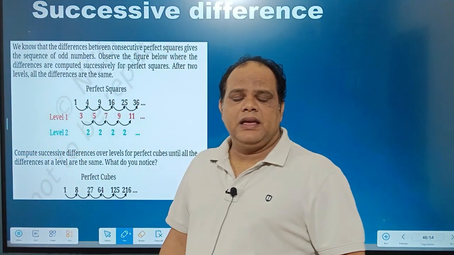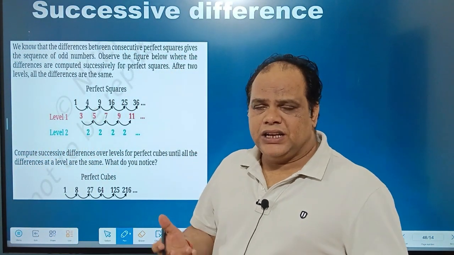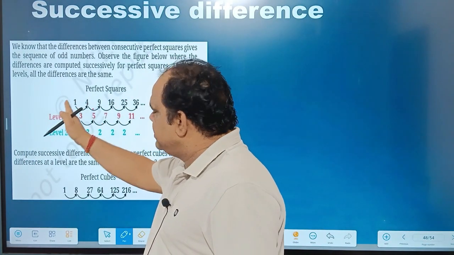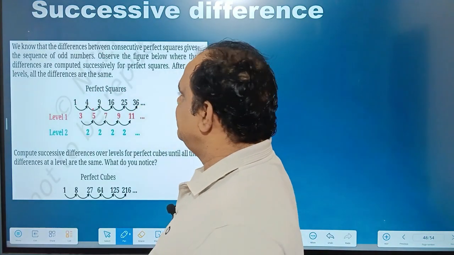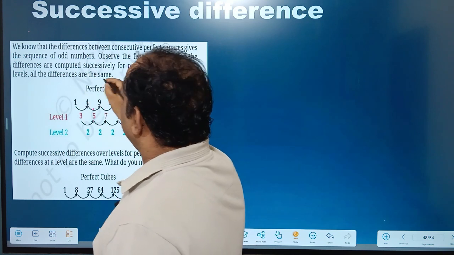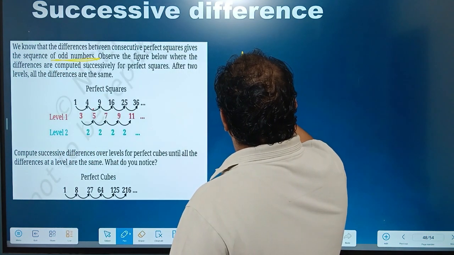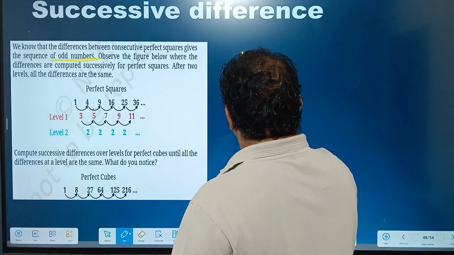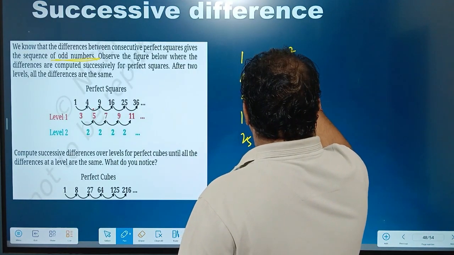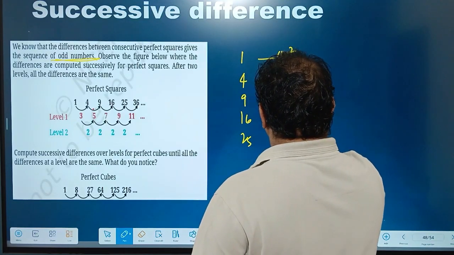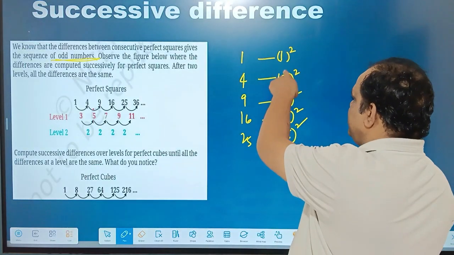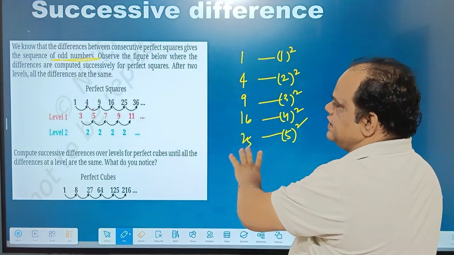This is basically not very important, but it is just that you observe these things, right? What is the difference between a term and the preceding term? That is called successive difference. We know that the differences between consecutive perfect squares give the sequence of odd numbers. This we know. Perfect squares are what? 1, 4, 9, 16, 25, right? So if we write, this is 1 squared, this is 2 squared, this is 3 squared, this is 4 squared, this is 5 squared. This we know that if it is continuous perfect squares, then we have these numbers coming.